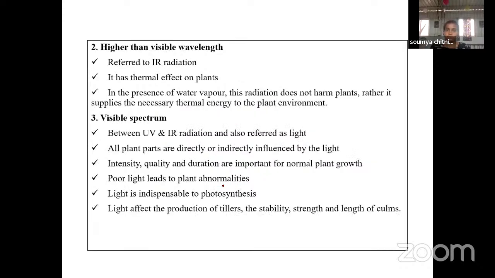All right, next is the radiation higher than the visible, that is infrared radiation. It has a thermal effect. Thermal effect means thermal death or increasing the temperature, a heating type of effect. In the presence of water vapor, this radiation does not harm a plant since water is present adequately, but it supplies thermal energy.